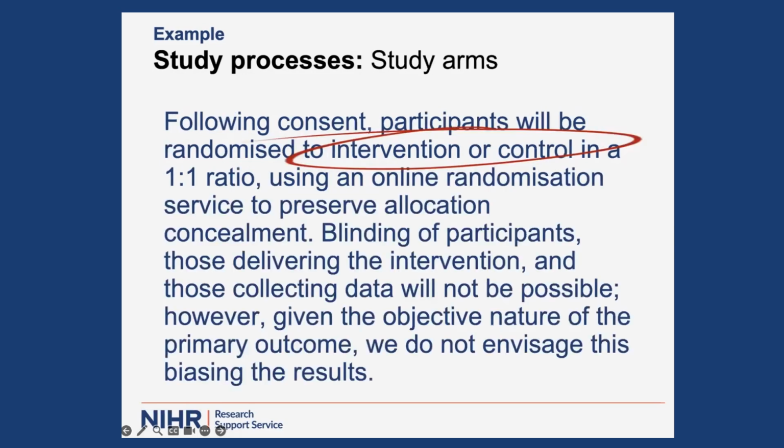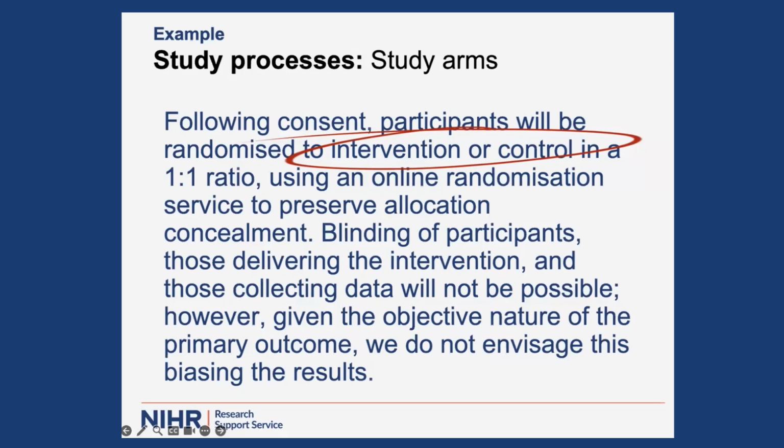And so you might say, and you can see at the bottom of this statement, given the objective nature of the primary outcome, we do not envisage this biasing the results. So you might have to have some other features in your study to try and mitigate for some of the maybe less than ideal situation that you find yourself in. That, you know, it's just inevitable. Research can't always be absolutely perfect.